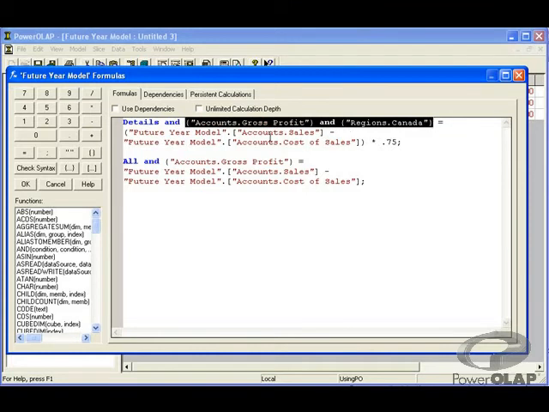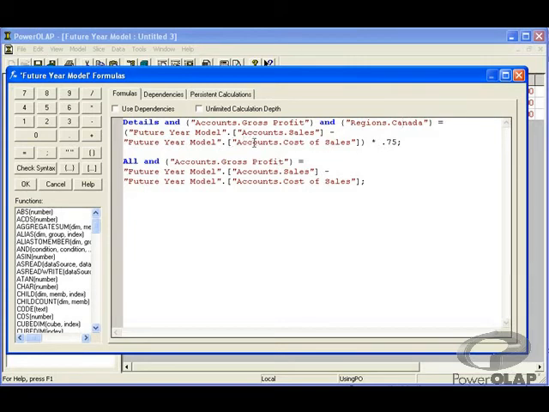This definition is the complete left-hand side, determining what region of the cube will be calculated by the right-hand side of the formula. Details and gross profit and Canada will be equal to the right-hand side. In the second formula, all and gross profit will be governed by the right-hand side. As we discussed earlier, the order of these formulas is also important. What can exist on the left-hand side of a formula?